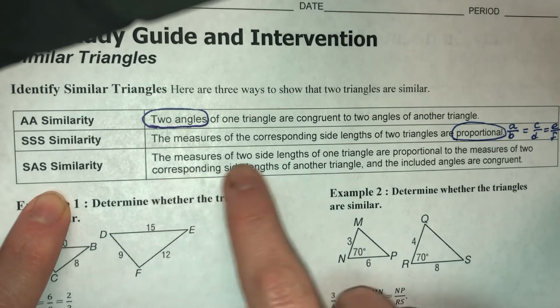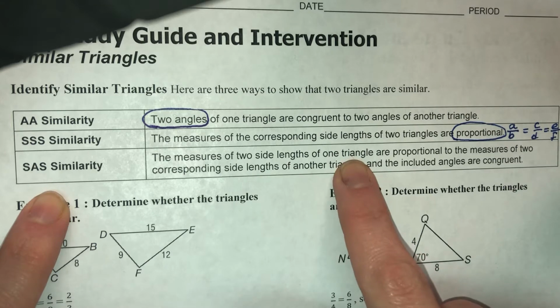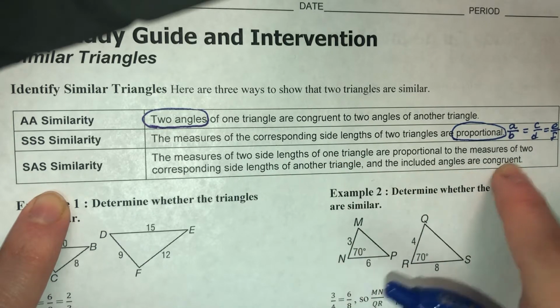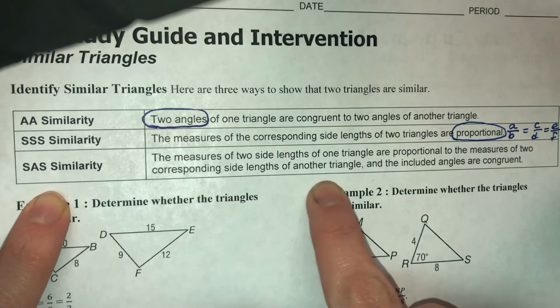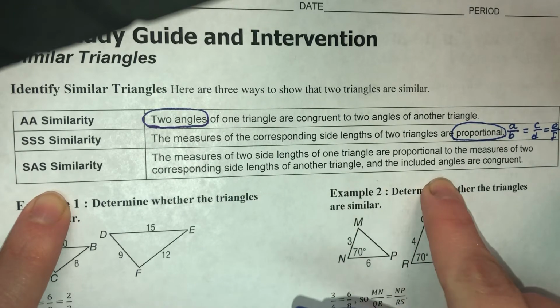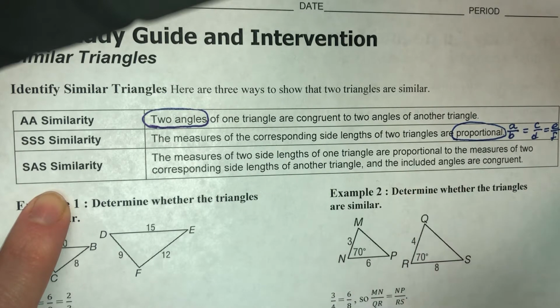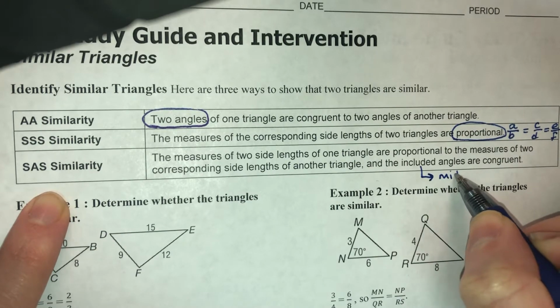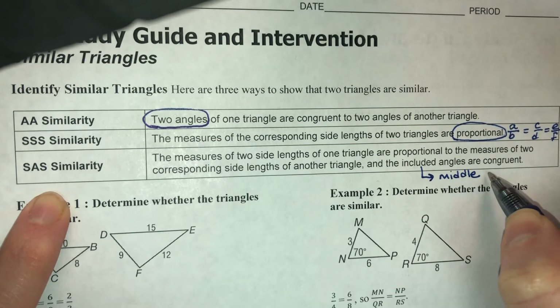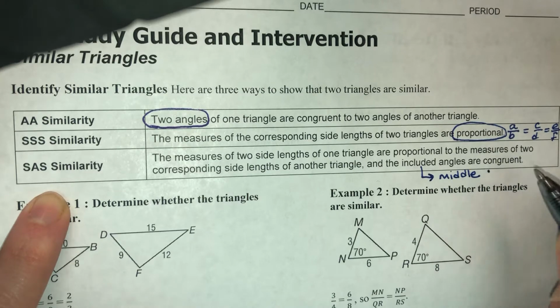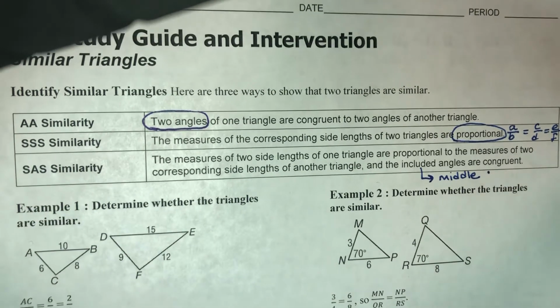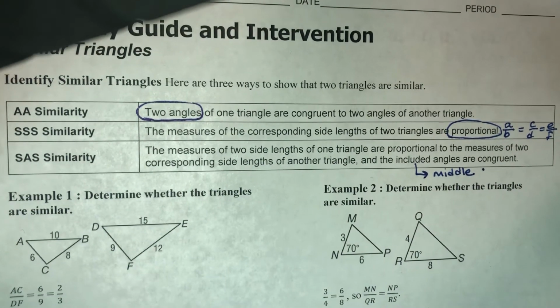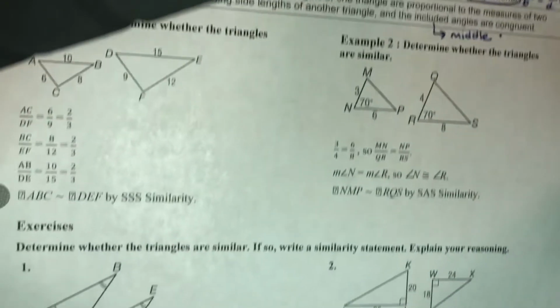And the last way is called SAS similarity. This is when the measures of two side lengths of one triangle are proportional to the measures of two corresponding side lengths of another triangle, and the included angles, which would be considered the middle angles between the proportional sides, are congruent.